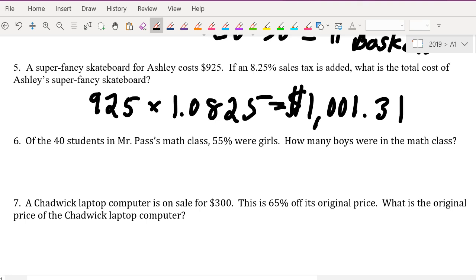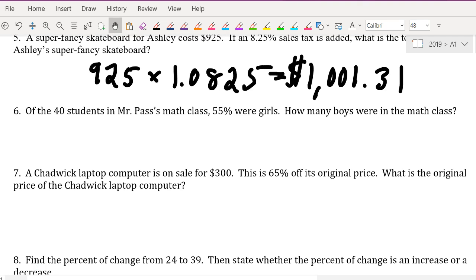Good job, Tia. Okay, of the 40 students in Mr. Pass's math class, 55% were girls. That's 22 girls. How many were boys? 22 girls, 18 boys. Right, 22 girls, 18 boys.